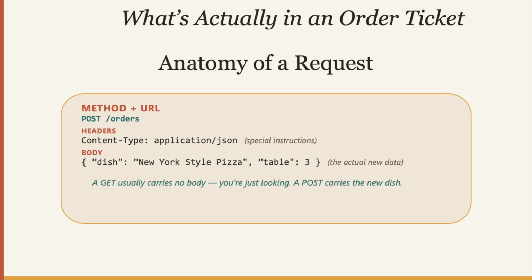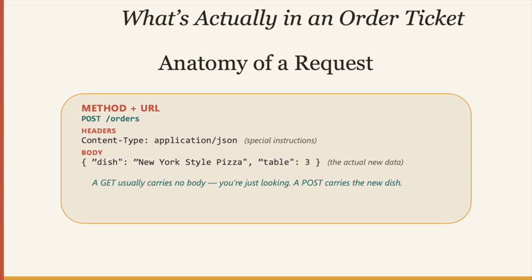So what is actually contained inside one of these HTTP requests that will be sent from the client, such as the browser? It breaks down into three core components on our order ticket. First, you have the method and the URL, which is seen here as POST /orders. This tells the server exactly what action you are performing and where to direct it. Second, you have headers. These are special instructions for the ticket or for the request. Most importantly, the content type header will tell the kitchen, hey, the data coming at you is formatted in JSON if you put this content type header.